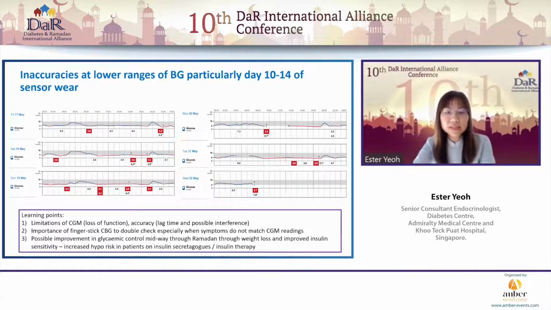And the learning points in this particular case study would be the limitations of CGM, which I alluded to earlier on in my talk, particularly the loss of function, the accuracy, lag time, and possible interference, and the importance of finger stick capillary blood glucose to double check, especially when symptoms do not match CGM readings, particularly at the extremes of blood glucose, whether it's hypo or hyperglycemia.